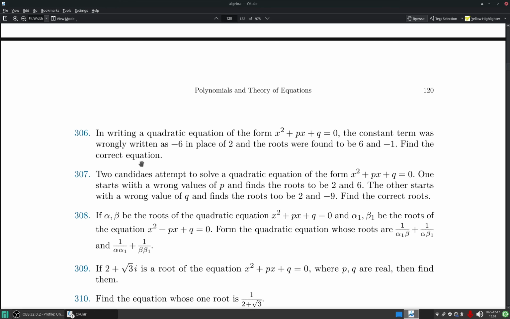Next, two candidates attempt to solve a quadratic equation of the form x square plus px plus q is equal to 0. One starts with the wrong value of p and finds the roots to be 2 and 6. The other starts with the wrong value of q and finds the roots to be 2 and minus 9. Find the correct roots.